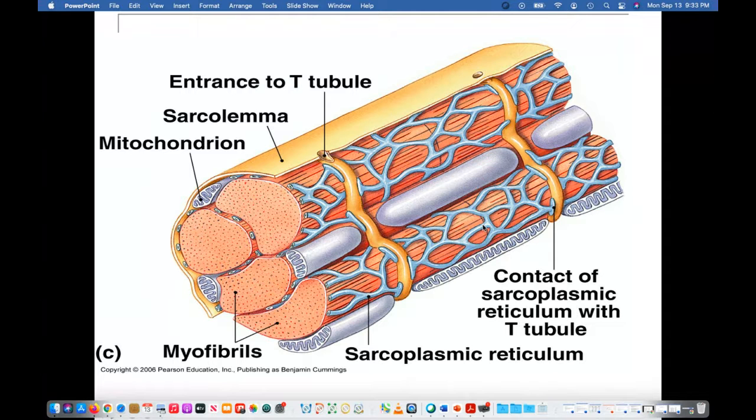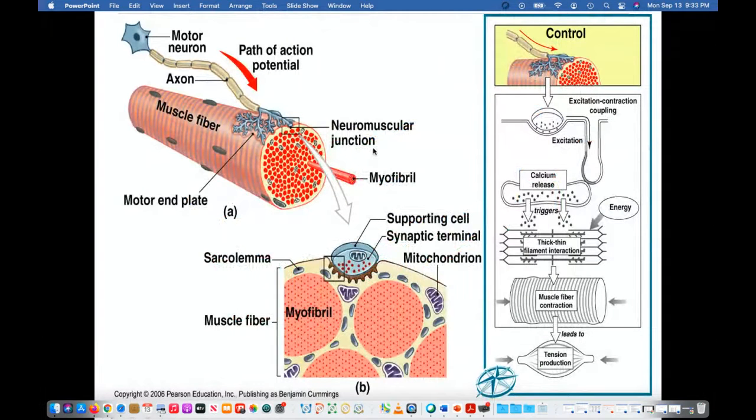It's going to store a very important mineral. Guess what important mineral the sarcoplasmic reticulum will store? It will store calcium. Okay, the transverse tubule is where the excitatory action potential, nerve impulse, depolarization takes place. Okay, so let's see if we could put some of this together a little bit.